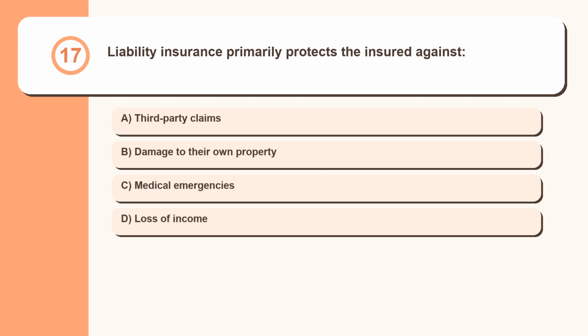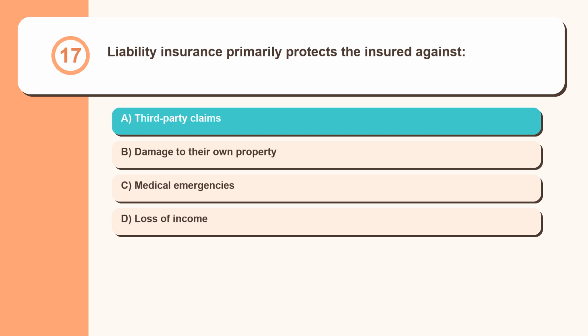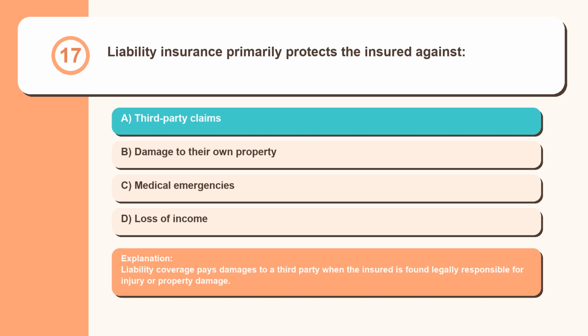Question 17. Liability insurance primarily protects the insured against: third-party claims, damage to their own property, medical emergencies, loss of income. Liability coverage pays damages to a third party when the insured is found legally responsible for injury or property damage.